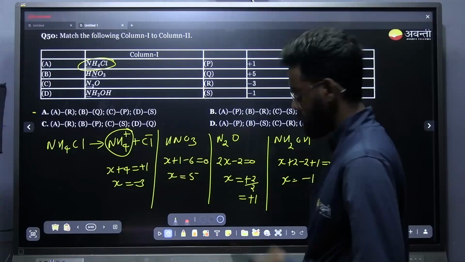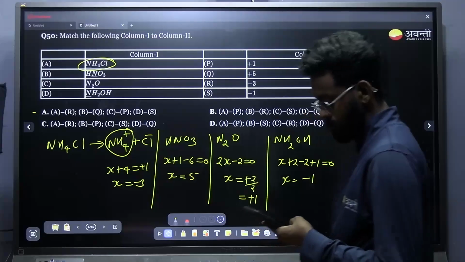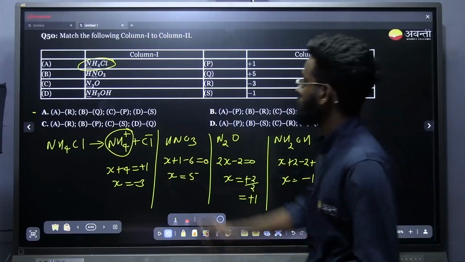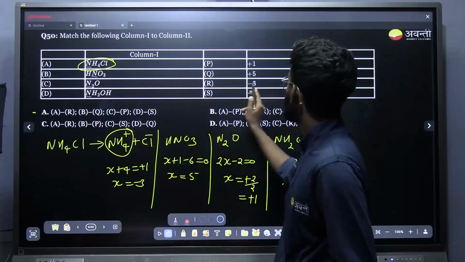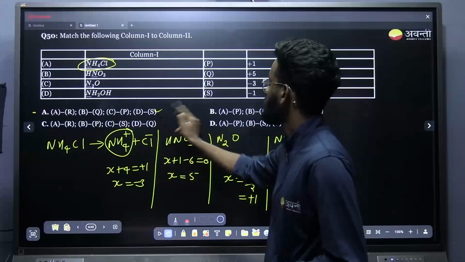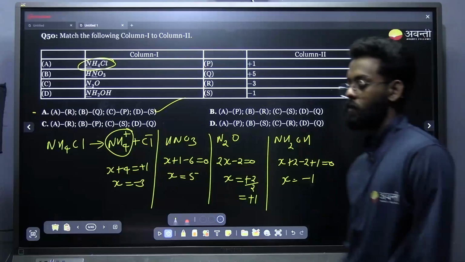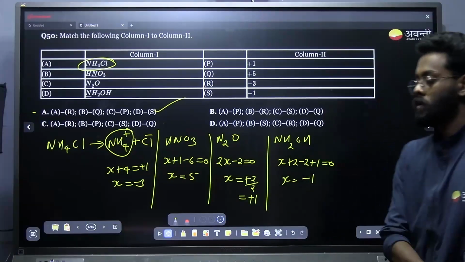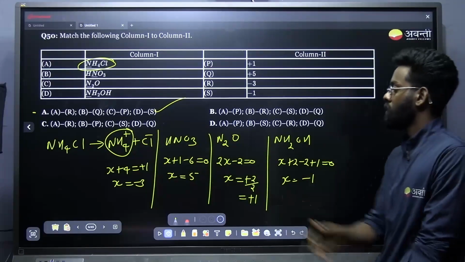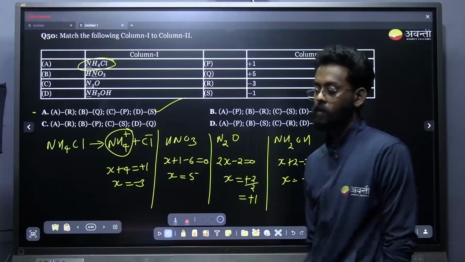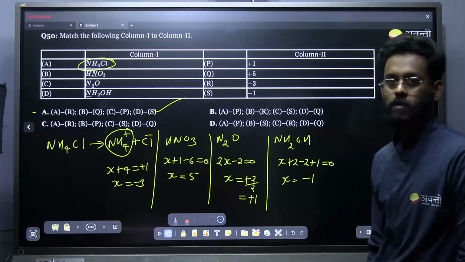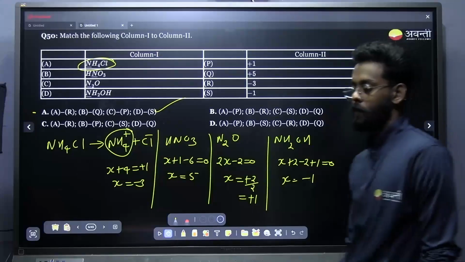So what is the correct answer? The correct answer is coming, A comes minus 3. So yes, the correct answer is R, A. Okay, it's a very easy one, the normal way of identifying the oxidation number, just calculating by using the algebraic equation. Shall I move to the next question, students? Okay.